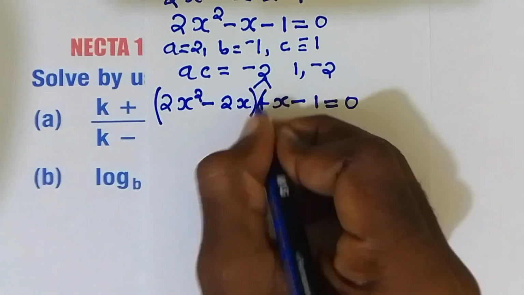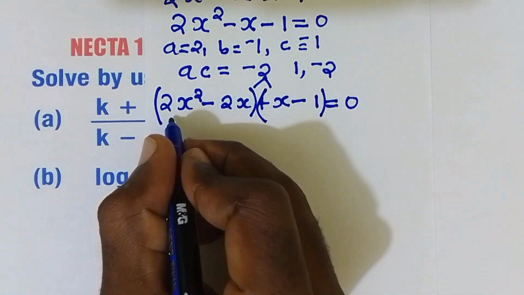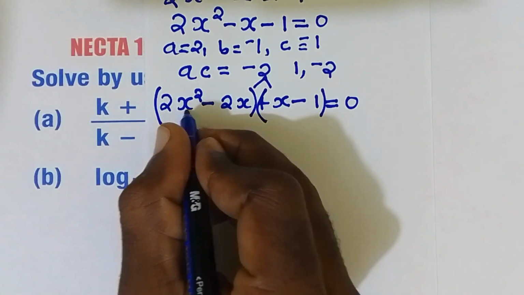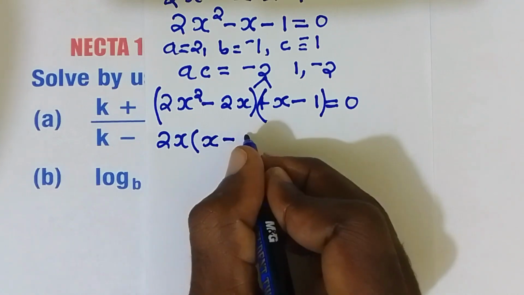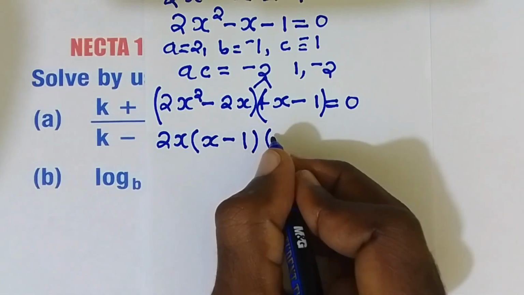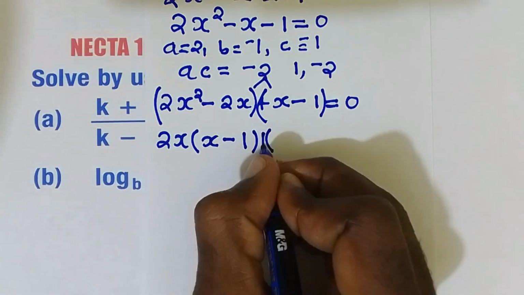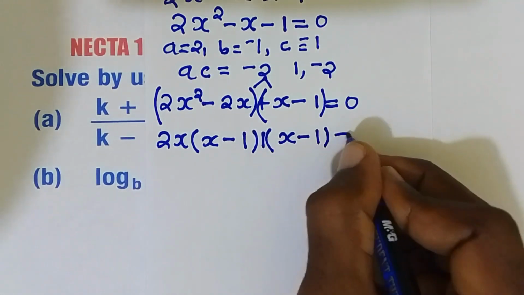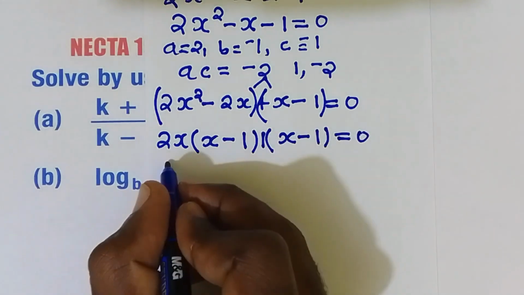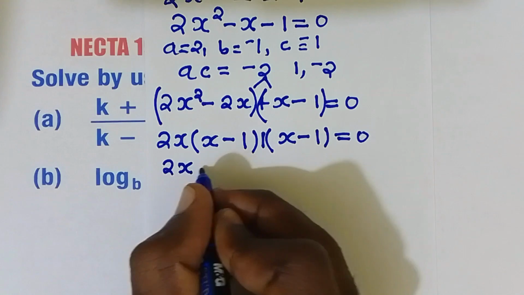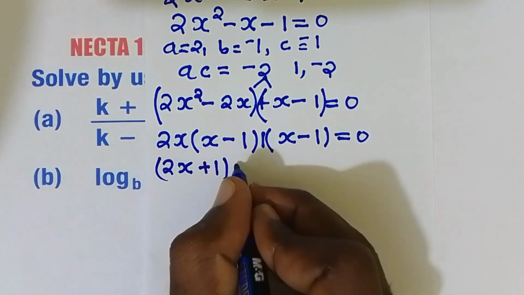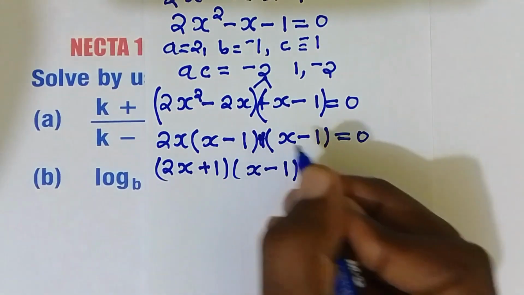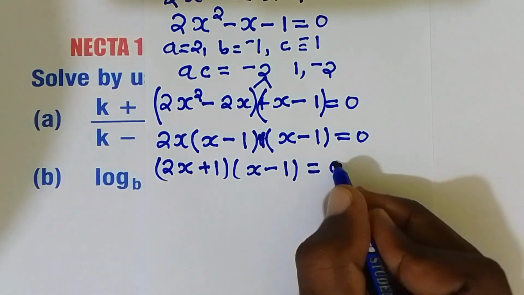Let us factor it out. I'm going to factor out 2x. I'm going to remain with x minus 1 inside. Here I'm going to factor out 1. I'm going to remain with x minus 1. This is equal to 0. So our factors are 2x plus 1 and x minus 1. So this is equal to 0.